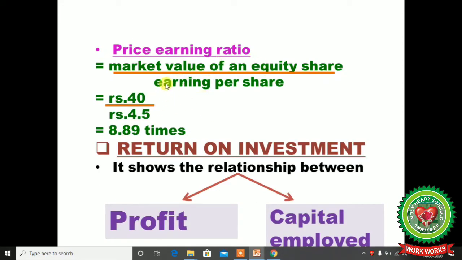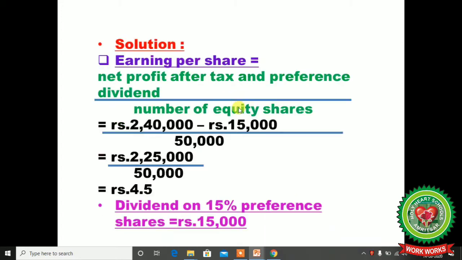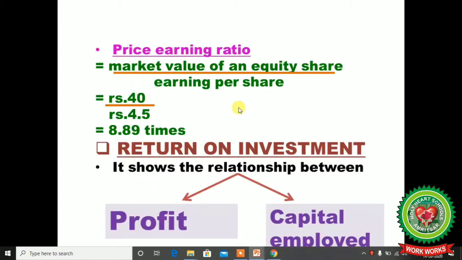Now the next portion, price earning ratio. It is the market value of an equity share divided by earning per share. Now just calculate it: 4.5 is the earning per share, and find out the market value per share. Here in this statement it is 40 rupees. So 40 divided by 4.5 gives 8.89 times, which is the price earning ratio of this company.